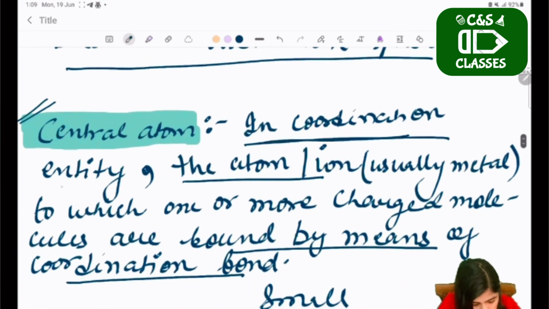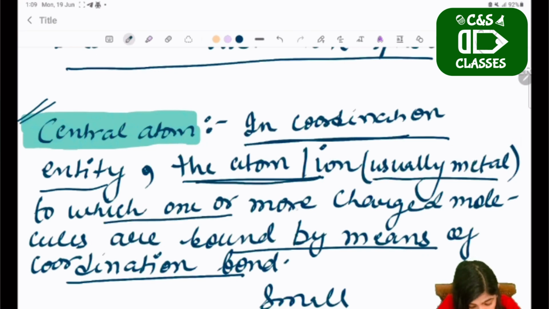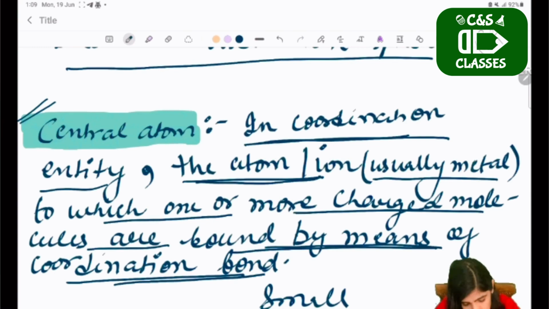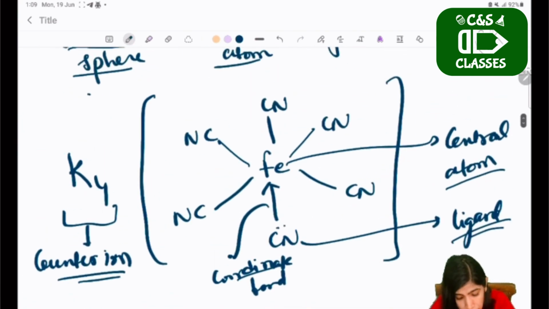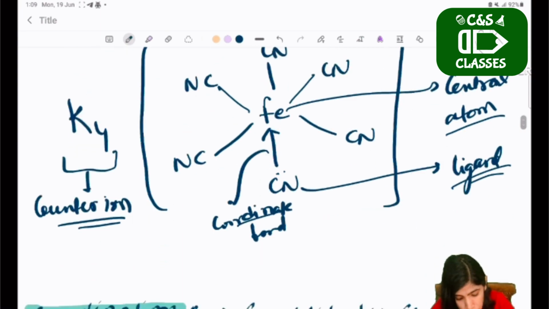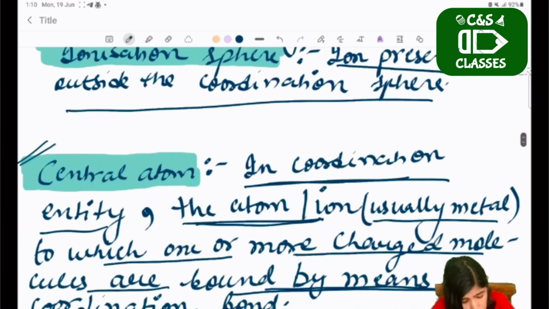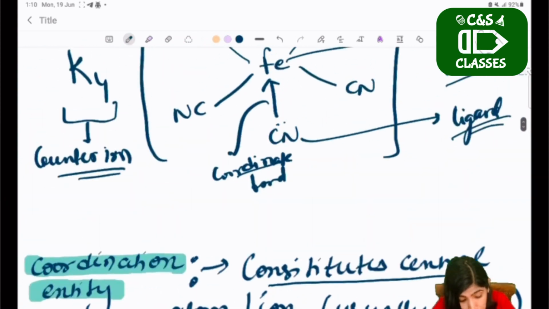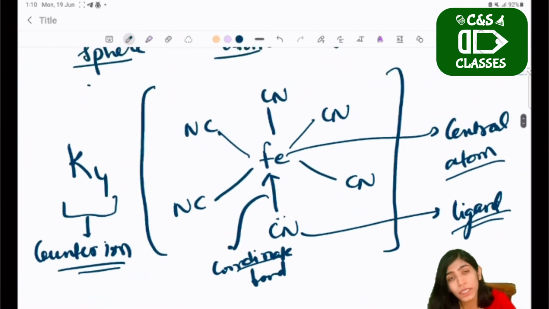In a coordination entity, the central atom or ion, usually a metal, is the one to which one or more charged molecules are bound by means of a coordinate bond, right? Here 6 CN are bound with the help of a coordinate bond. So this is our central atom. Now as I said, the CN is actually donating its electron pair.